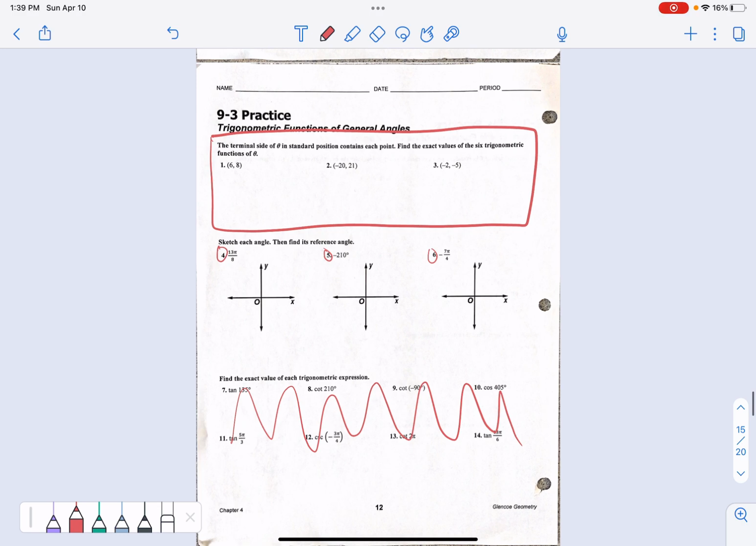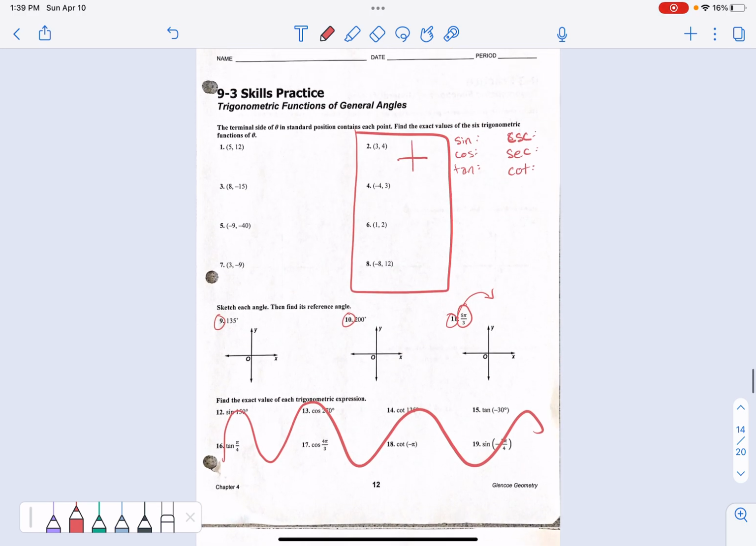You should have already done 1 through 3 on this page and 2, 4, 6, 8 on this page. Okay, so if you don't have those, you need to do them, and then you'll be caught up for what I have for you tomorrow.